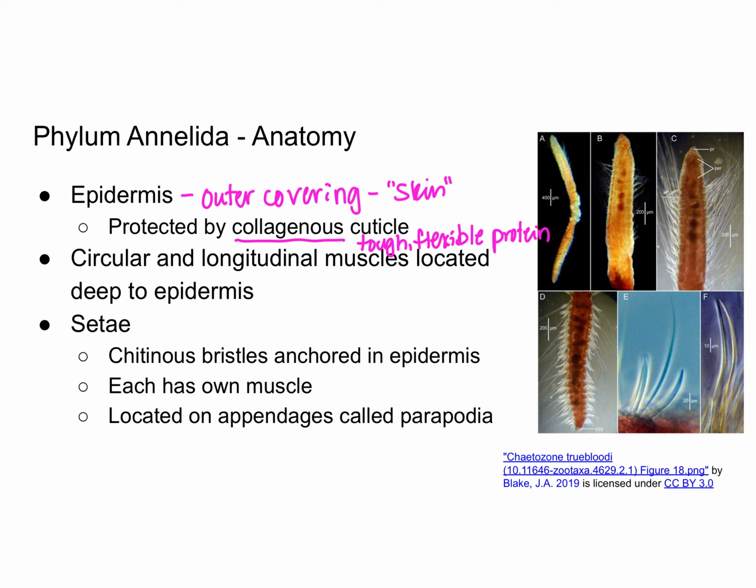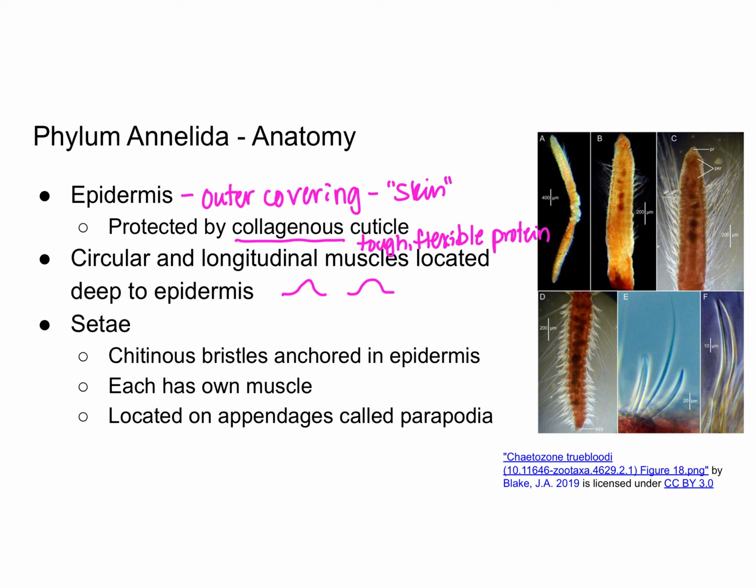They have circular and longitudinal muscles that are located deep to the epidermis, so inside their body, and this is what allows them to crawl. So if you've ever seen an inchworm crawl along, you know that they are able to essentially pull themselves along, and they can make themselves shorter and fatter or longer and skinnier.